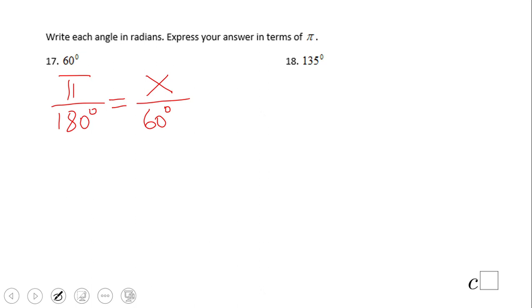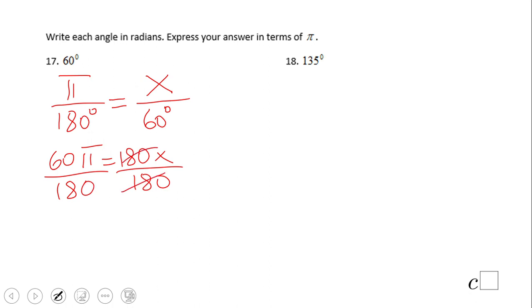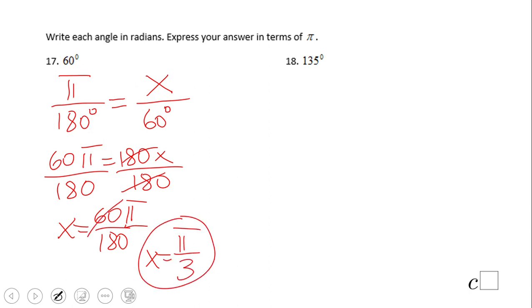Cross multiplication here, we have 60 times pi equals 180 times x, divided by 180, and we have x equal to 60 over 180 pi. If we simplify this, we get pi over 3. So 60 degrees is nothing else than pi over 3. Pause this video clip and try number 18.